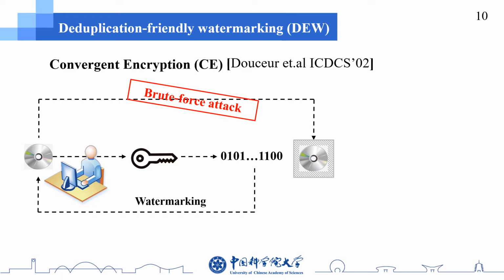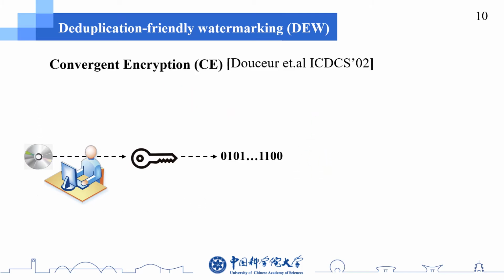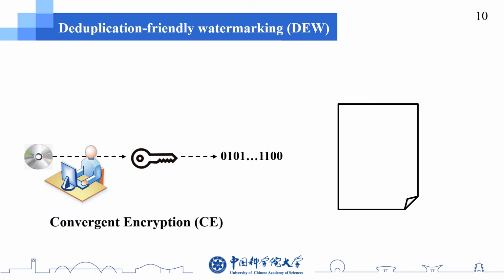Imagine that the adversary guesses the file content in a brute force manner and derives watermarks using CE. By comparing to the watermarked file uploaded by data owners, the adversary can verify the correctness of its brute force guessing. So, to prevent this brute force attack, we separate the watermark into two independent components, the watermark location and the watermark content. The watermark locations are derived through CE.